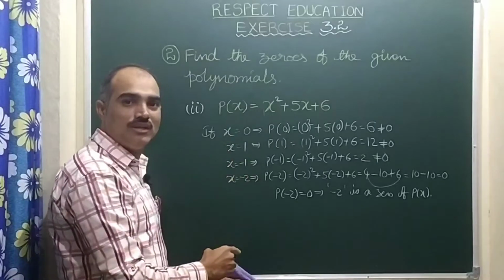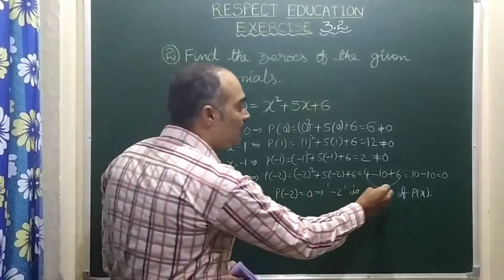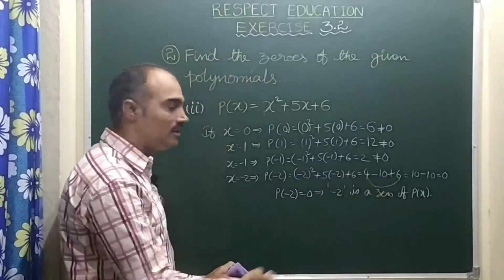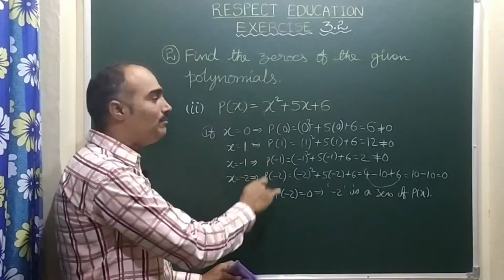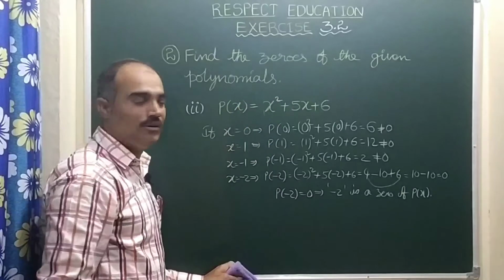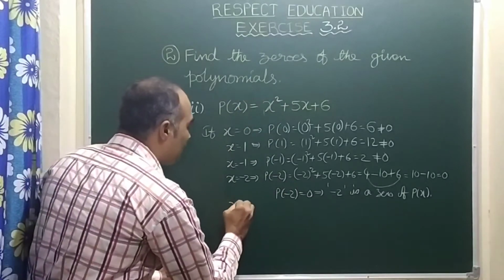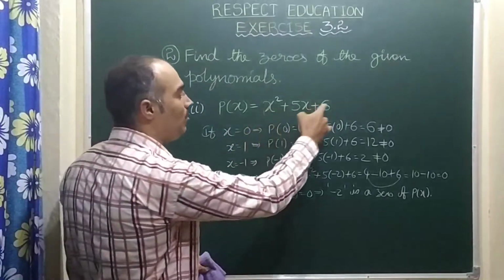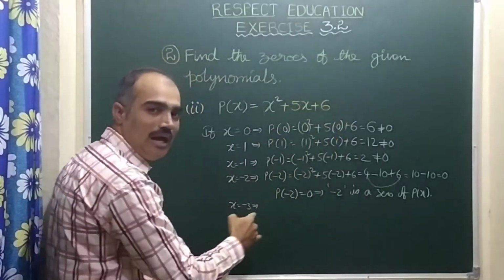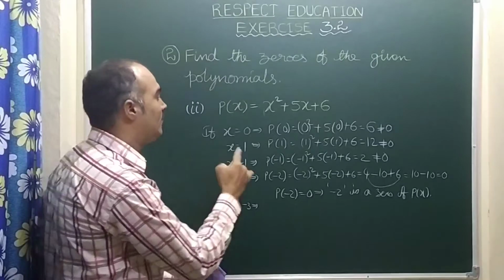Maximum 2 zeros means we can go for another zero also, because we already got one of them. It is not compulsory that it should have 2, but maximum 2 zeros it can have. So here let us take another number. If I take, for example, plus 3, it again becomes more, as every term is positive. So I am taking minus 3, children. So x equal to minus 3.